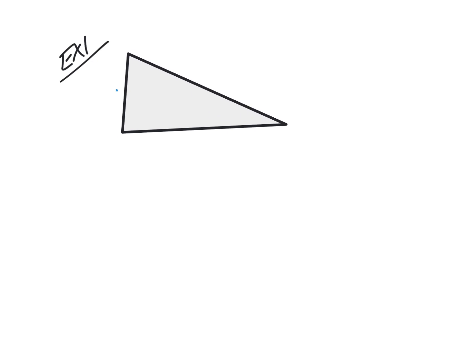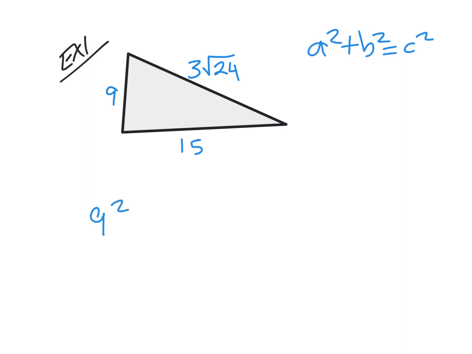Okay, so we know that this is 9, this is 3 square root of 34, and this is 15. They're asking you whether this is a right triangle or not. It kind of looks like it could be, but not 100% sure. So we're going to use Pythagorean: a squared plus b squared equals c squared, and we're just going to plug everything in. So we have 9 squared plus 15 squared equals 3 square root of 34, all of that squared. That's how you would write that.